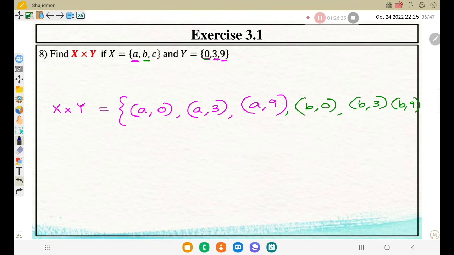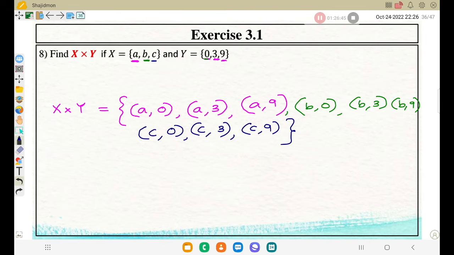Same way go to c, the third element. Write in order so that it will not confuse: c, comma 0, c, comma 3, c, comma 9. Correct? So this is x cross y. Now how many elements are we calculating? The number of elements of x cross y is the number of elements of x multiplied by the number of elements of y.